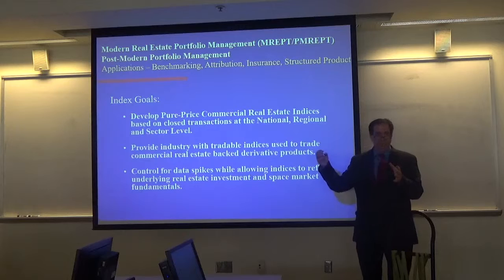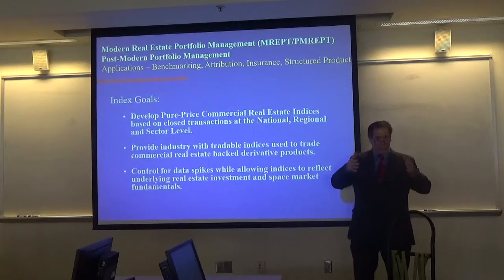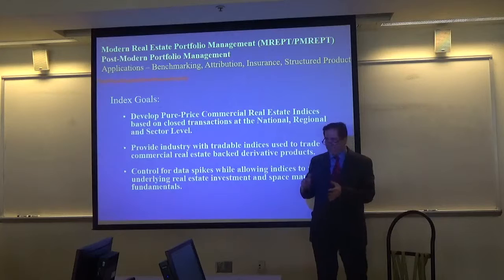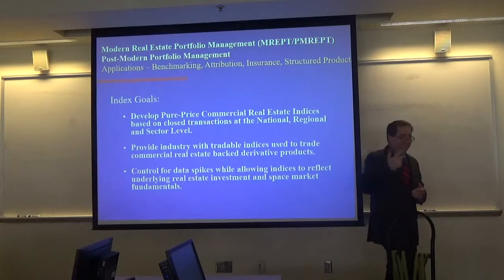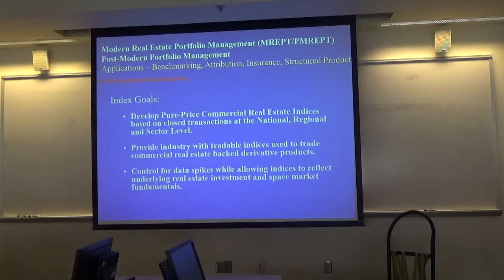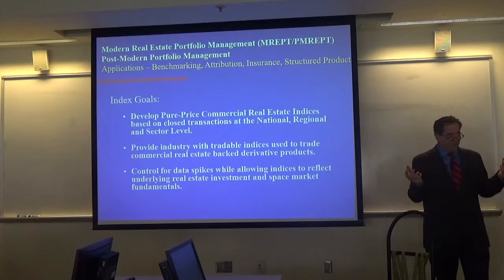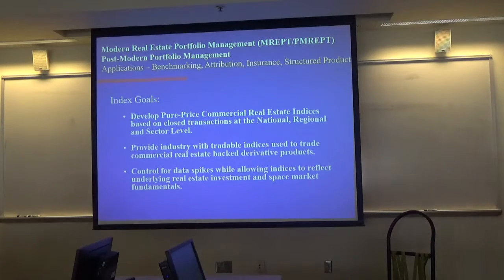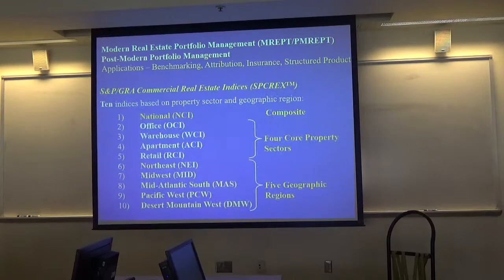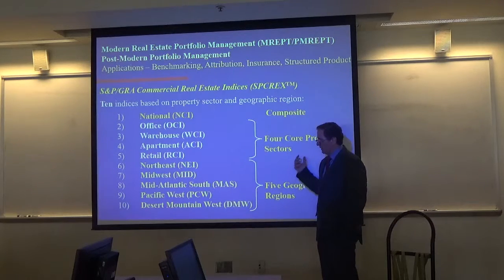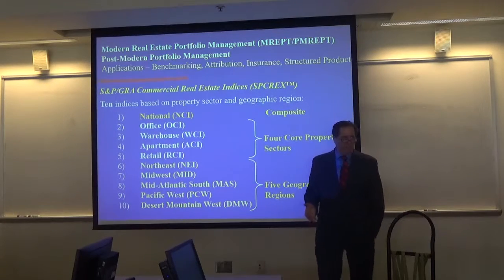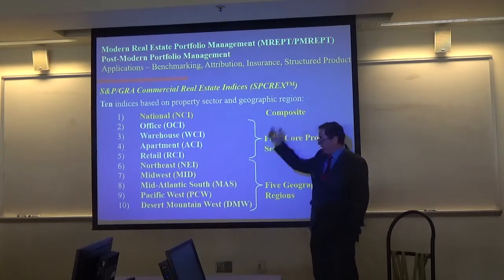And if all of a sudden you had a bunch of high-priced transactions that occurred in one quarter, once they hit the index, your index is going to spike. So you needed to control for some of the spiky aspects associated with the indices, because the institutional investors do not want high volatility in their indices. Okay? They want some volatility, but not a lot of volatility. So we came up with 10 indexes: a national composite, office, warehouse, apartment, retail sector indices, and then 5 geographic composite indexes.